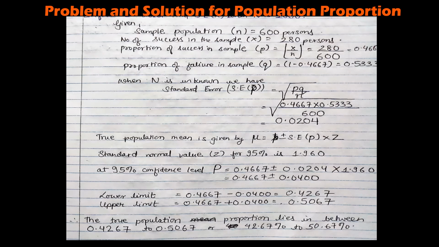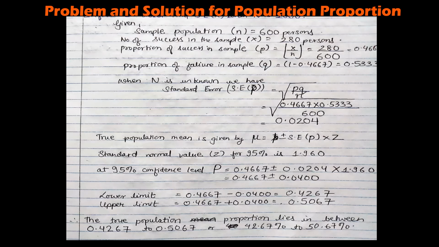So first we should write, given sample size n is equal to 600 persons, number of successes in the sample, that is X, is equal to 280 persons. Proportion of success in the sample, that is P, is equal to X by n, which is 280 by 600, and we get 0.4667. And proportion of failure in the sample, that is Q, is equal to 1 minus 0.4667, which gives the answer 0.5333.